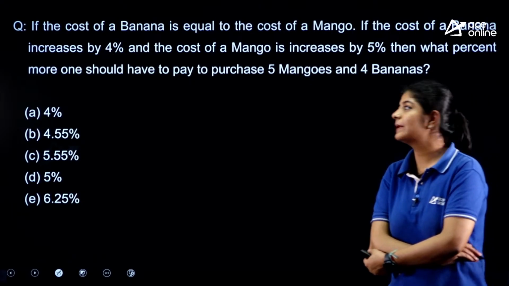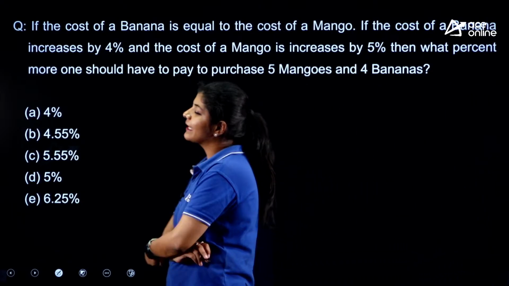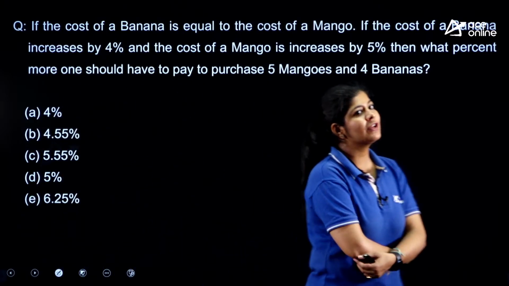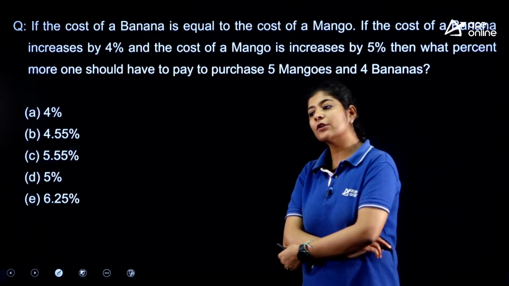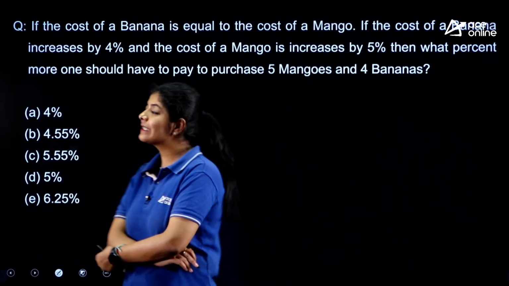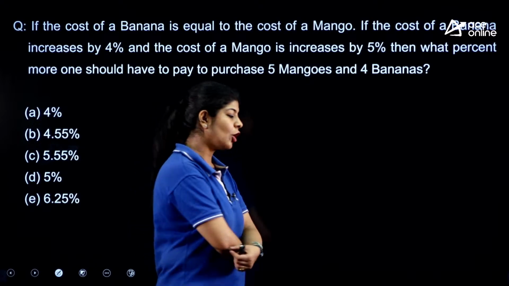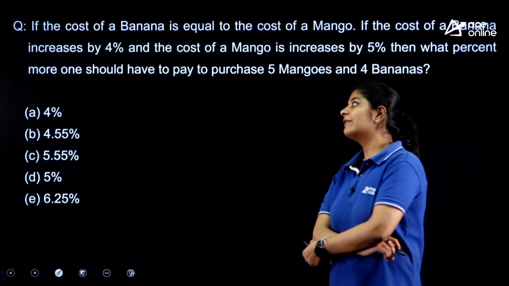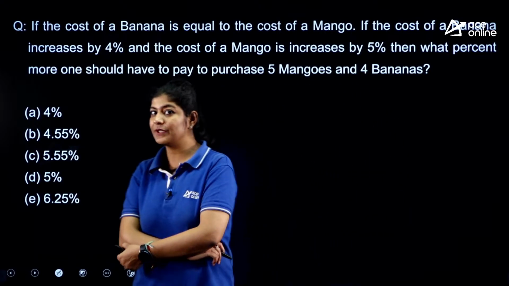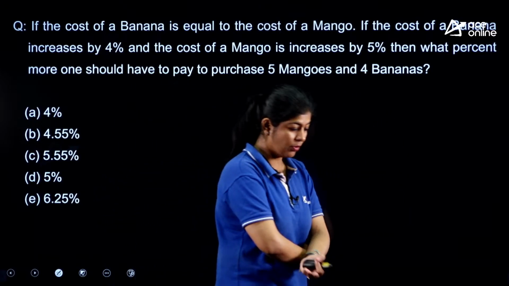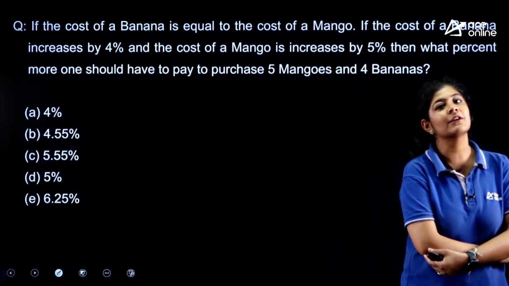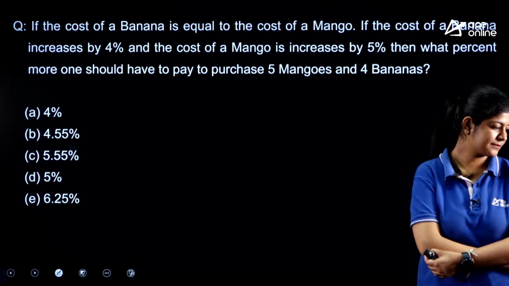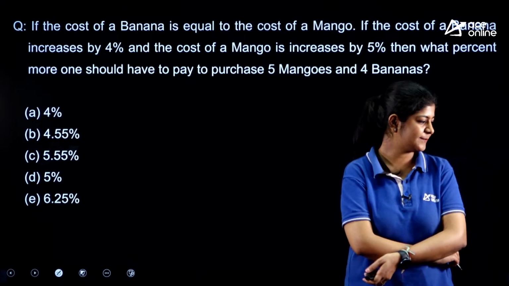This is a very simple question. The question is simply saying that initially the cost price of banana and mangoes are the same, right? After that, what has happened? The cost price of the banana is increased by 4%, whereas the cost price of the mango is increased by 5%. Now, what we have to do? We have to find out how much percent a man should pay more just to buy 5 mangoes and 4 bananas. It's a very simple one.